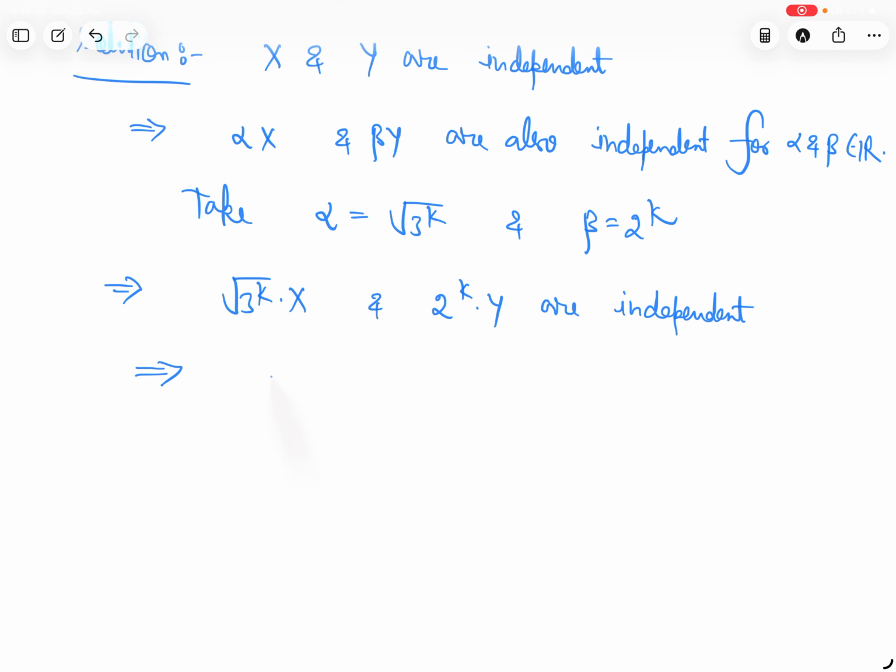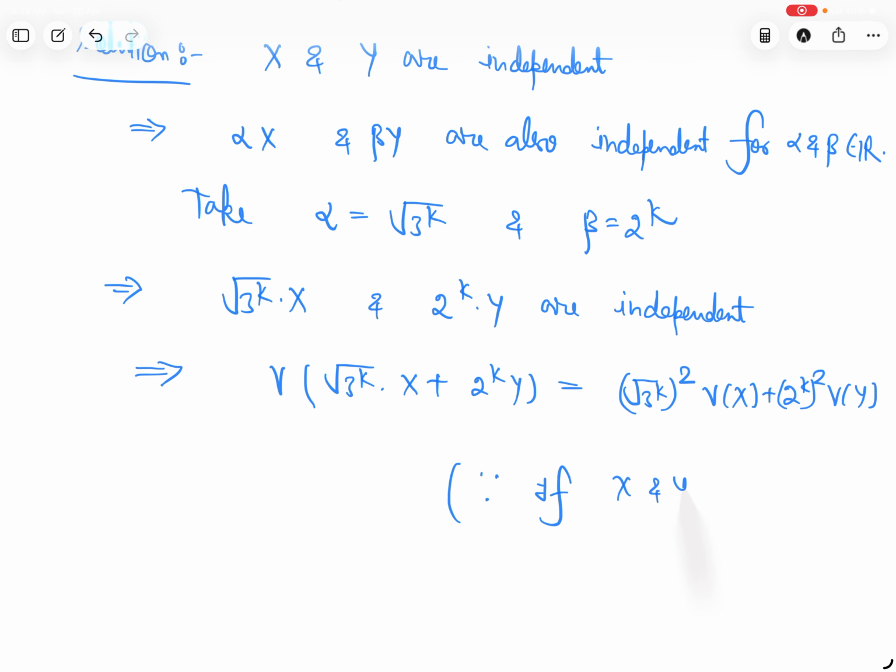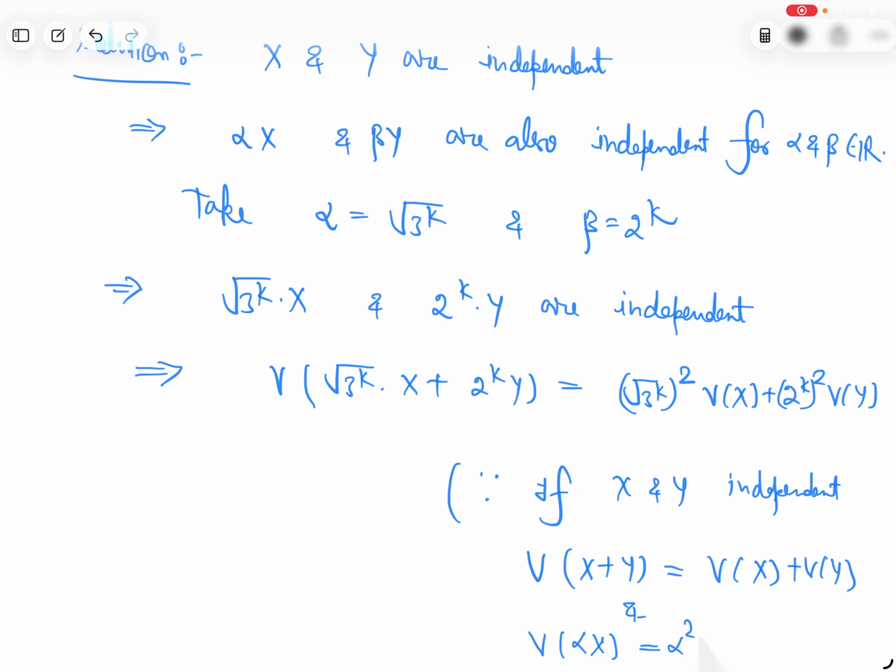So if we have independent random variables, their variance will be: variance of √3^k x plus 2^k y is equal to 3^k variance of x plus 4^k variance of y. Using the formula: if x and y are independent, then variance of x plus y is equal to variance of x plus variance of y, and variance of alpha times x is always alpha square variance of x. So using these two formulas.